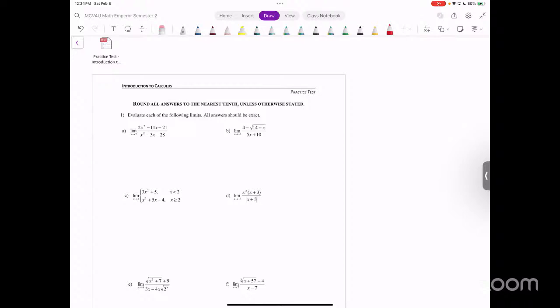Are we expected to also memorize the quotient rule, sum rule, and those rules on an exam or a test? Absolutely. You need to know all of them, sir. Okay.